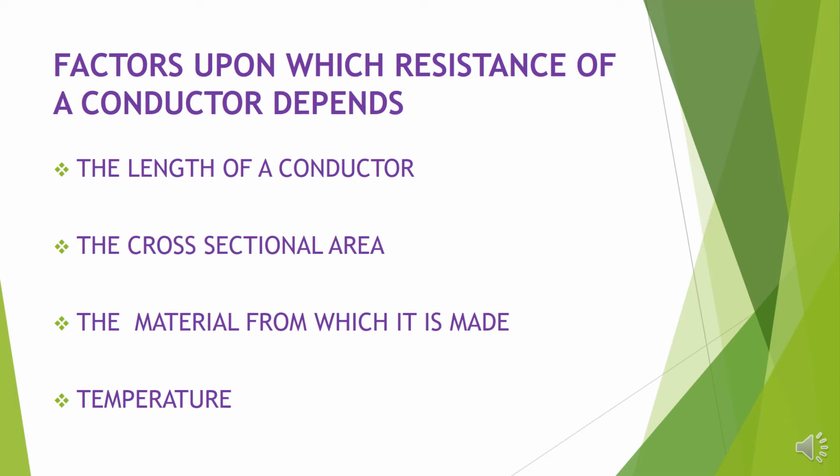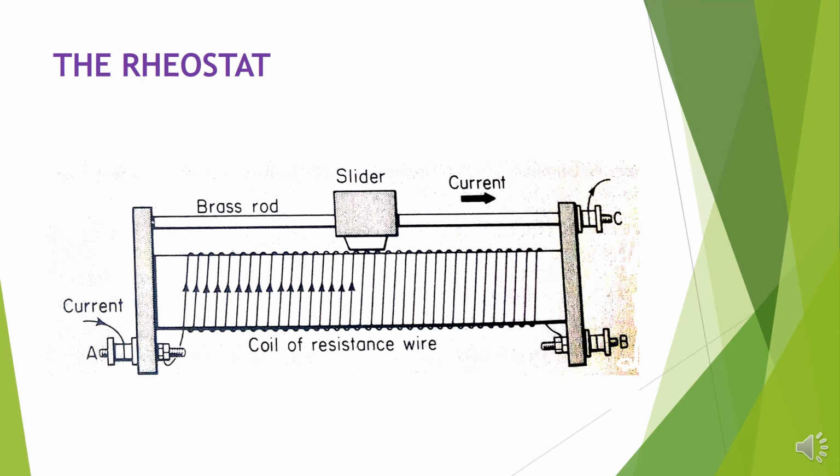Temperature is a factor that affects resistance. As we shall see, the higher the temperature, the greater the resistance. So for conductors, resistance increases with increase in temperature. But for certain other materials, such as semiconductors, the resistance decreases with increase in temperature. So those are the factors upon which resistance of a conductor depends.